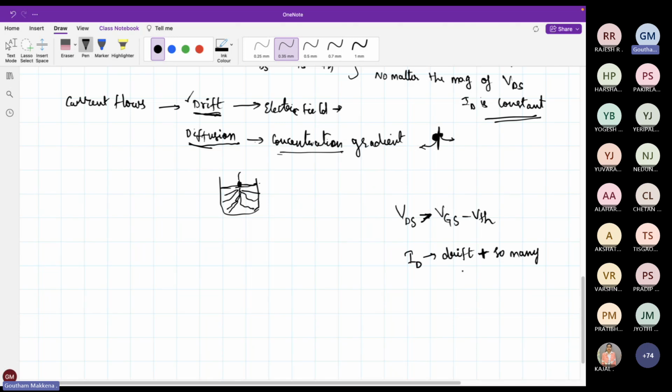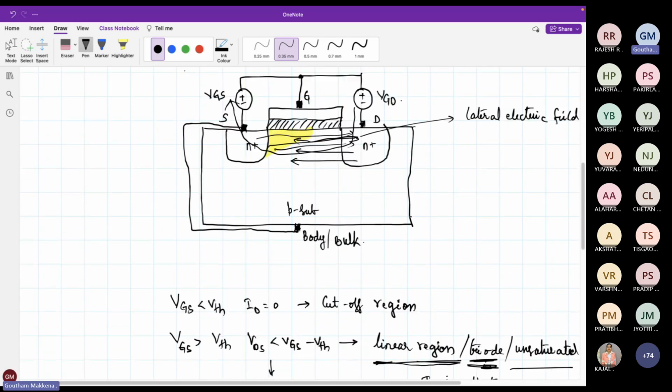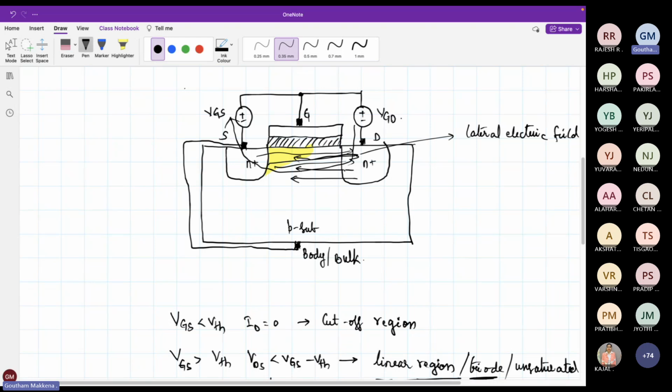But if you want to understand it in a simplistic way, what happens after pinch off is this: even though you increase VDS, you would expect an increase in current, right? But that doesn't happen in the MOSFET. Why? Because of so many complex things that are happening over here. There is an electric field that is present over here. And even though you increase this VDS further after it crosses VGS minus VTH, the current does not depend on the magnitude of VDS and it becomes fairly constant. So ID becomes fairly constant over here.